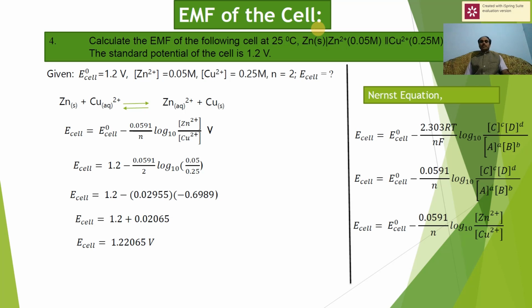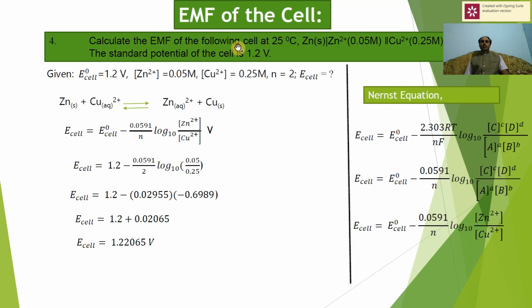Zinc is dipped in zinc sulfate solution and copper is dipped in copper sulfate solution. These two half cells are combined through the salt bridge. It will become the Daniell cell. It becomes a complete cell. Now we have to focus on calculation of the EMF of such cells. Now there are two problems which should be discussed in this chapter.